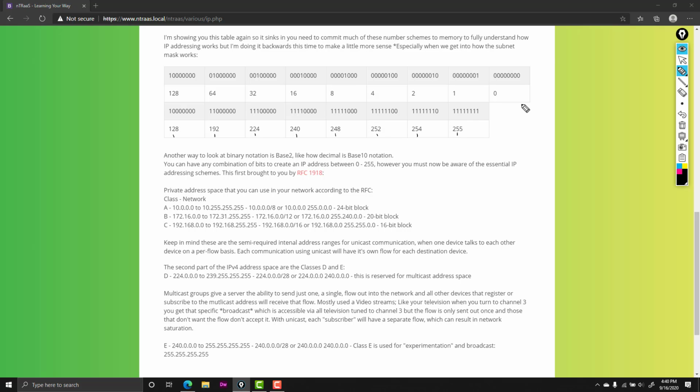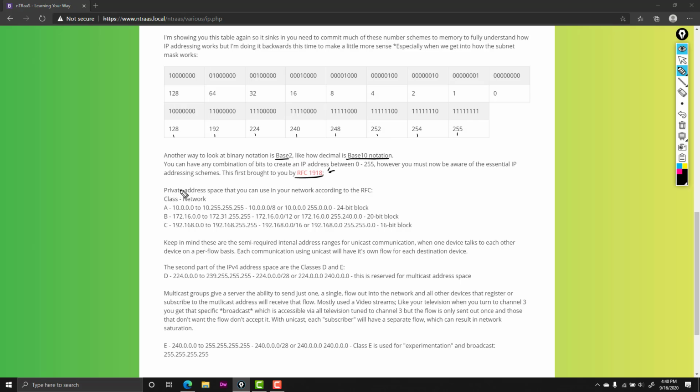Now to get more into the definition of binary, we see that it is a base 2, much like how decimal is the base 10 notation. You can really have any combination of bits to create an IP address between 0 and 255. However, you must be aware of the essential IP addressing schemes brought to us in RFC 1918. This link will take you to the IETF website so you can read about that.